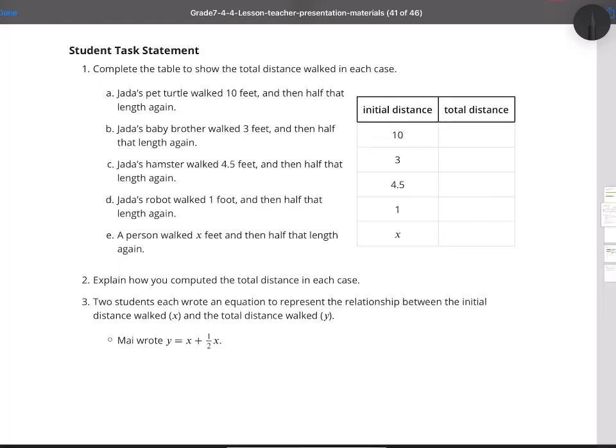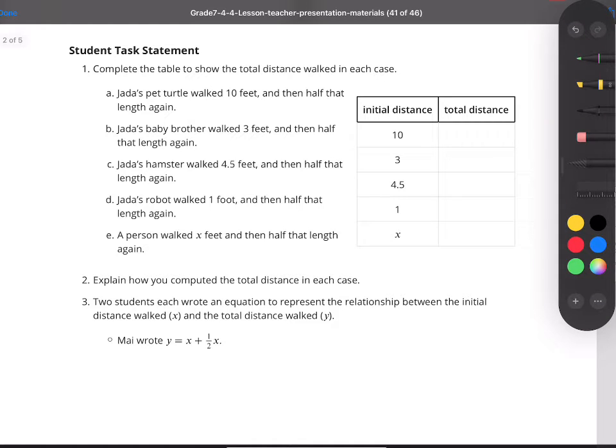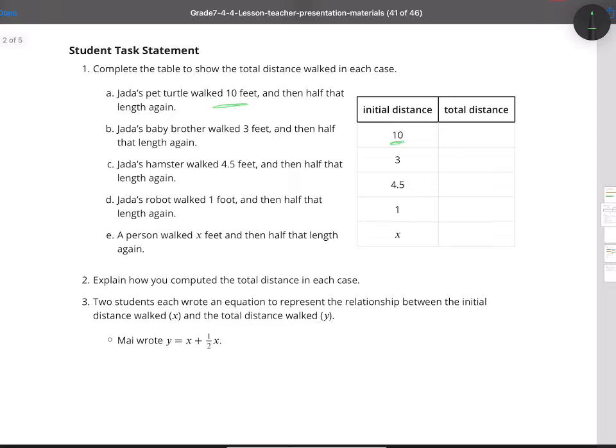It says complete the table to show the total distance walked in each case. Now, it says Jada's pet turtle walked 10 feet and then half that length again. Okay, so let's do some quick annotations. If you notice, the 10 feet is right here and 10 is right here, that's the initial distance. But what does it mean to walk half of that length again?